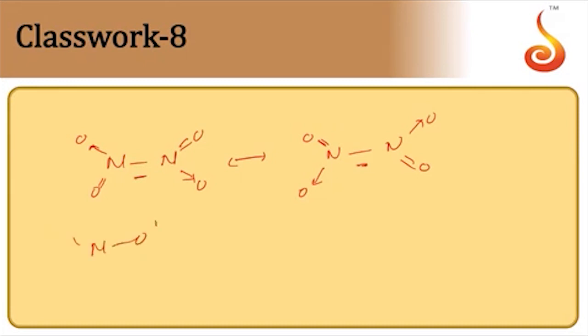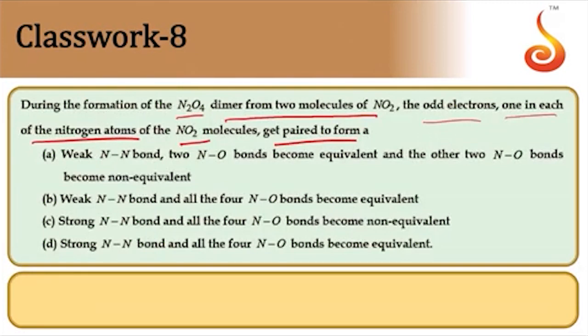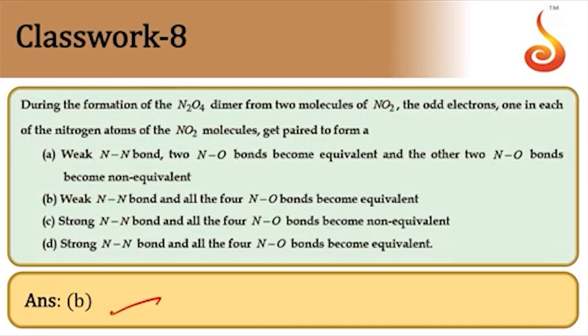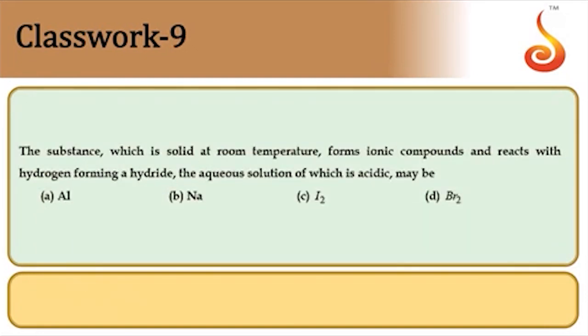Let us see the options now. The N-N bond is weaker; two N-O bonds are equivalent. No, all are equivalent only. So it is a weak bond and all four of them are equivalent. So the option is B. All four bonds are equivalent. So the answer is B.